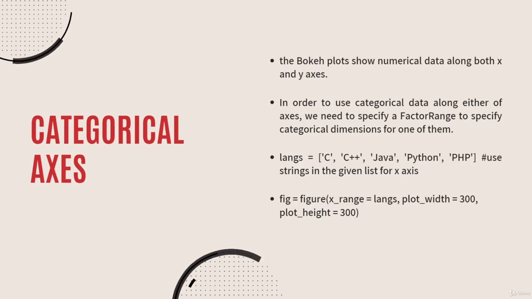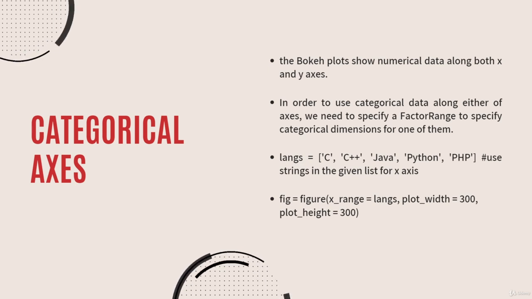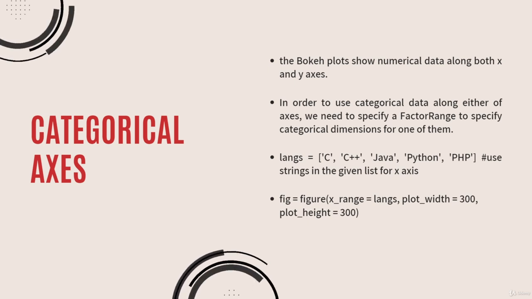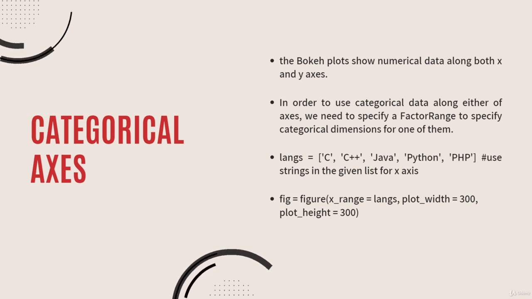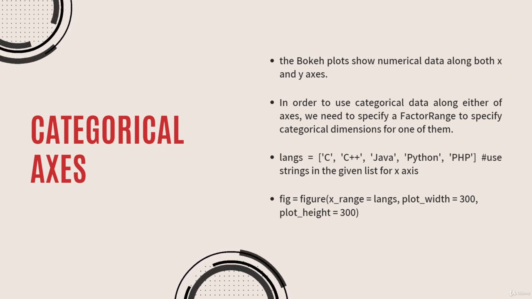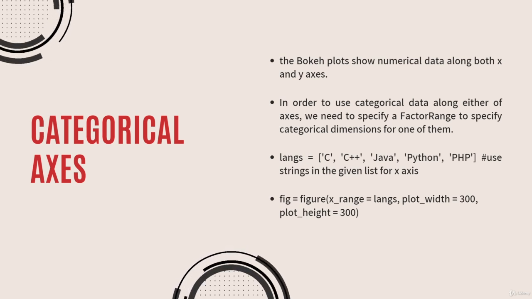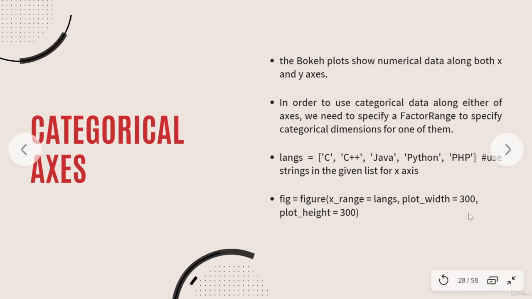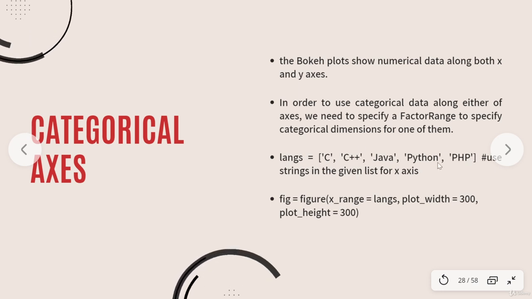So let's go ahead with the categorical axis as well. Categorical axes are introduced when there is one categorical variable and one numerical variable. So one variable has to be categorical. The only difference is that there is a way in which that categorical variable has to be taken into consideration. For example, this is langs. Langs is my categorical variable which holds values C, C++, Java, Python, PHP. These are the five values it is holding. It's a list basically.